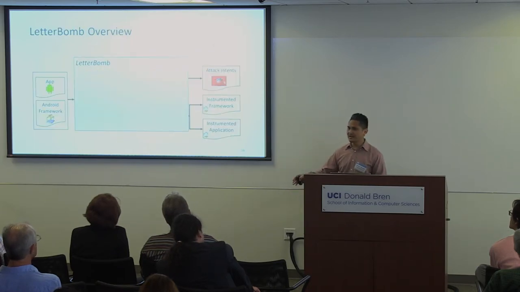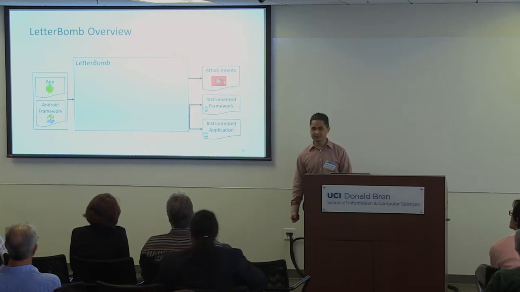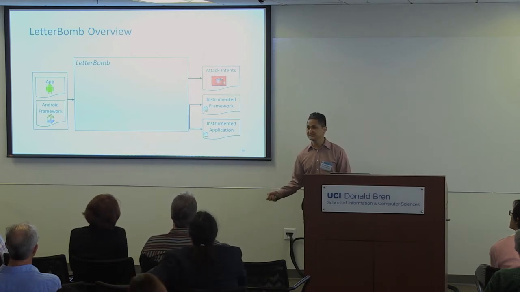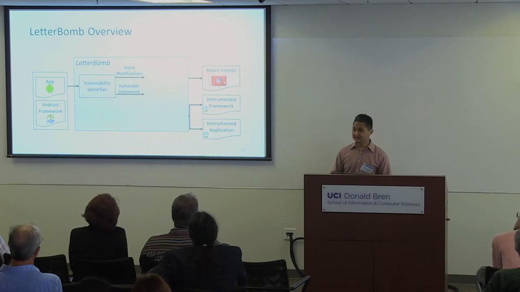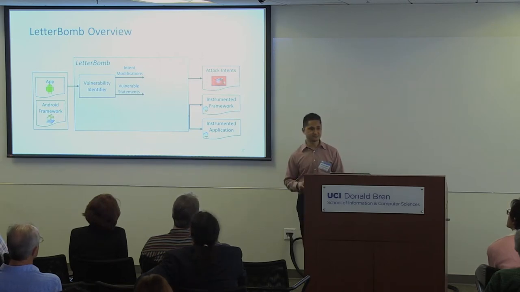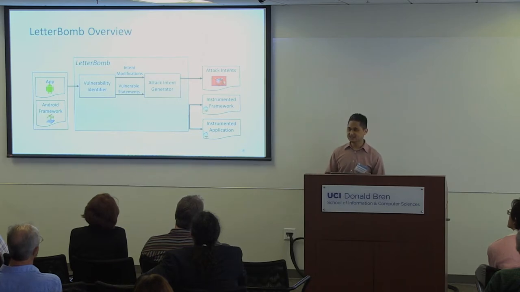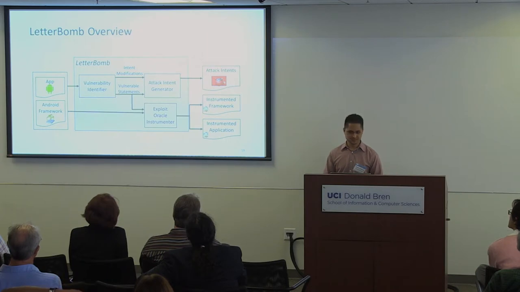So Letterbomb overall works like this. Given an Android app and the Android framework, Letterbomb produces attack intents and those oracles in terms of instrumentation and assertions. In the first step, Letterbomb identifies vulnerabilities and provides you with the vulnerable statements and modified intents that have the supplied attacker logic. Using that information, the attack intent generator actually produces the attack intents. Finally, the exploit oracle instrumenter takes the vulnerable statements, the app, and the Android framework, and then produces those oracles.